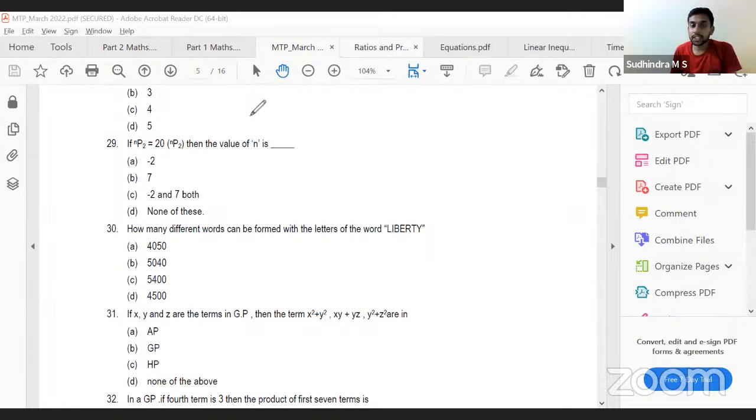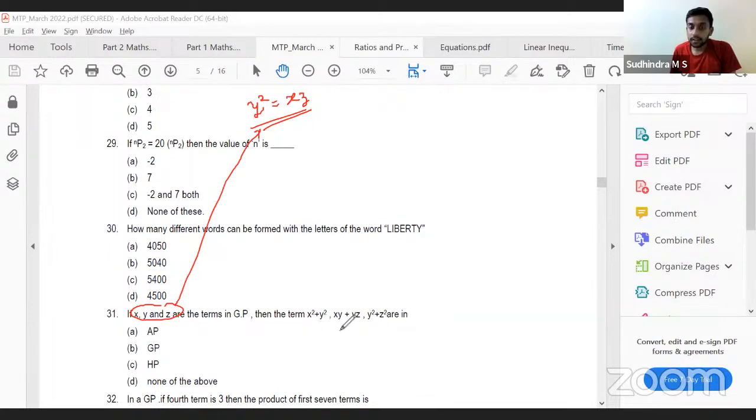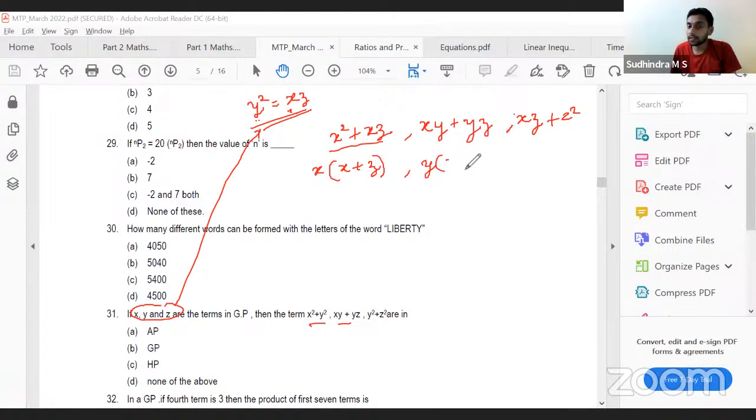So if x, y, z are in GP, can we say y square is equal to x into z? Yes. Then in these three terms, x square plus y square, instead of y square, I'll write x into z. Then xy plus yz. Then instead of y square, again, I'll write x into z plus z square. Now in the first, I'll take x common, x plus z. In the second, I'll take y common, x plus z. In the third, I'll take z common, x plus z.